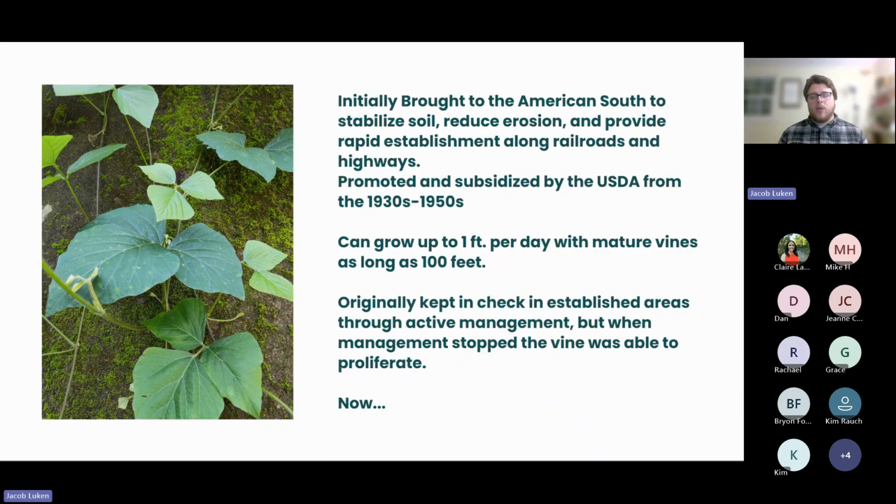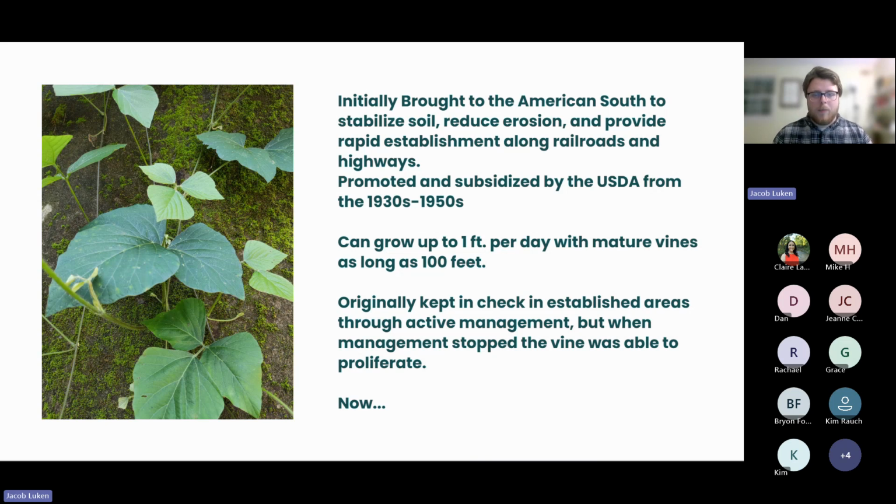Kudzu is actually an example of intentional distribution. It was brought to the American South to stabilize soil and reduce erosion, and it was promoted and subsidized by the USDA from the 30s to the 50s. At that rate, it was subsidized at up to $8 an acre, which in 1935 is about $190 per acre today. So that's no small amount of money.